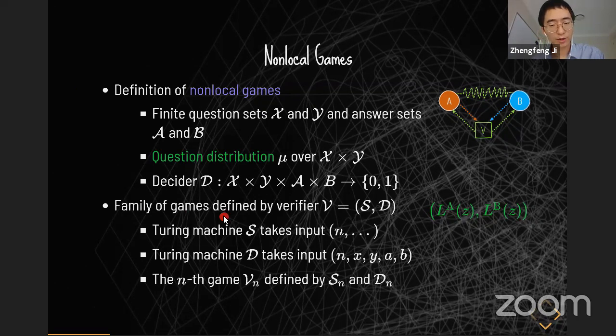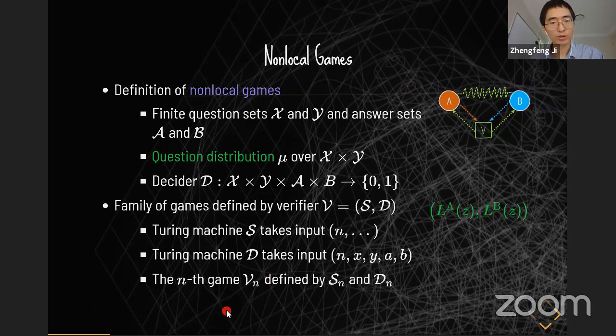And as John has been telling you, we would also consider a family of games defined by a verifier, which is a pair of Turing machines. One is called S, the sampler, and the other is D, the decider. It's easy to understand the role of D: you have an index n, and then the question-answer tuple. The machine S implements the sampling procedure, and you can think of the sampling procedure as taking a random seed z and applying some functions L_A and L_B to get the questions for Alice and Bob. So the machine S is actually specifying the computation of L_A and L_B in some sense. Then when we hardwire the index n, we get the nth game defined by the Turing machines, which we call V_n. That's the notation that we will use in the talk.